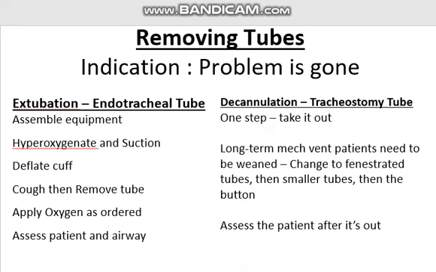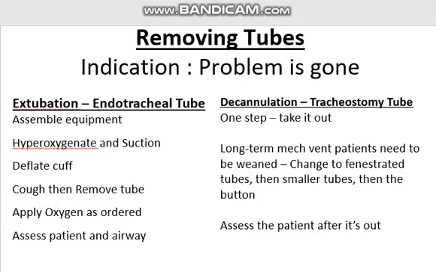Removing tubes. Indication for this is if the problem is gone. Extubation, which is done with endotracheal tubes, starts by assembling equipment. Then hyperoxygenate and suction. Then deflate the cuff. Then cough, then remove the tube. Apply oxygen as ordered, and assess the patient and airway.